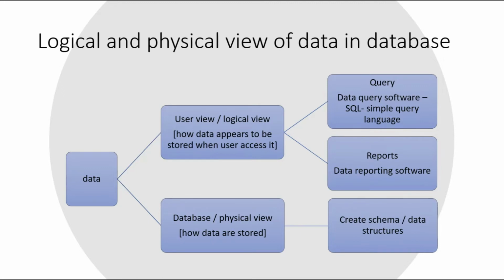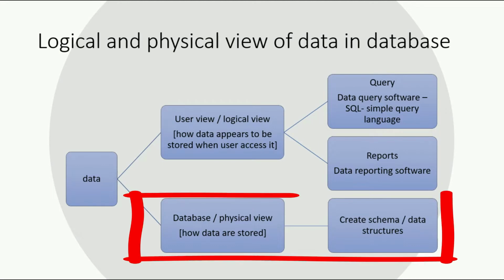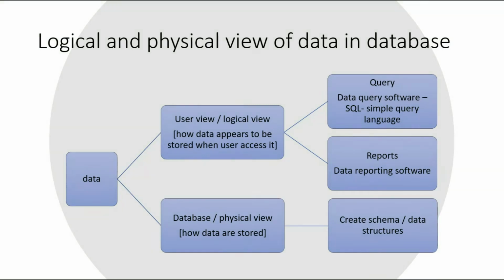The second aspect is the physical view of data. The physical view of data is behind the screen, how the data is being formatted and kept in the data files. It is the schema, because data is memory. So memory has to be kept in a certain order. And it should have structures, how to build meaning. And the structures, or the schema, is the physical view of the database.